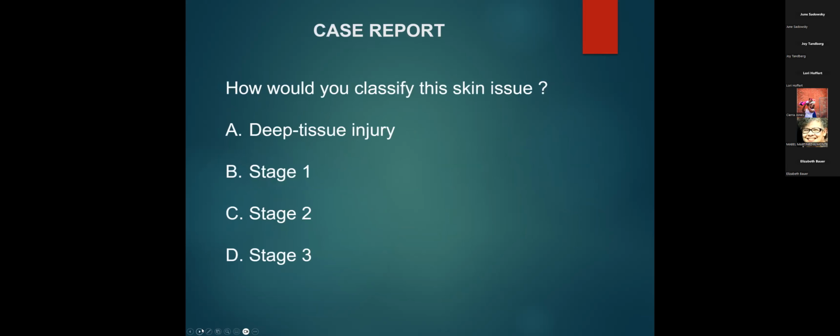Next slide, please. So here's your choice. How would you classify the skin injury? Would it be A, deep tissue, B, C, or D, stage 1 through 3? And normally I'd ask everybody to put that into the chat box. Let me see if I can get to that. Yeah, so go ahead and put your answer into the chat box. Just pick your answer, if you will.